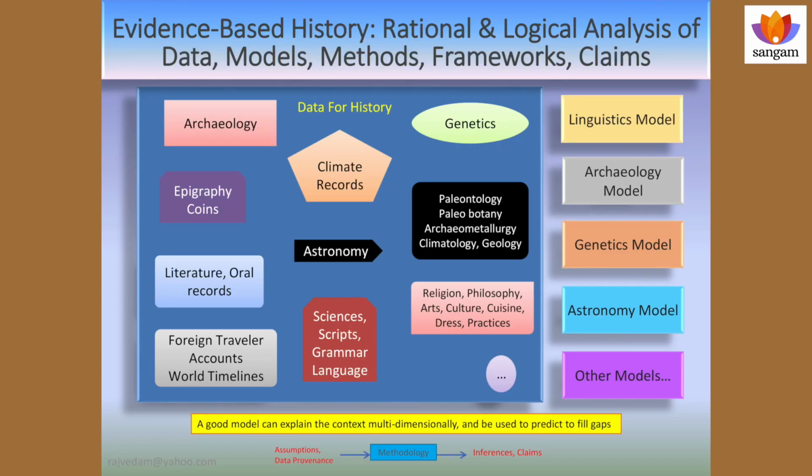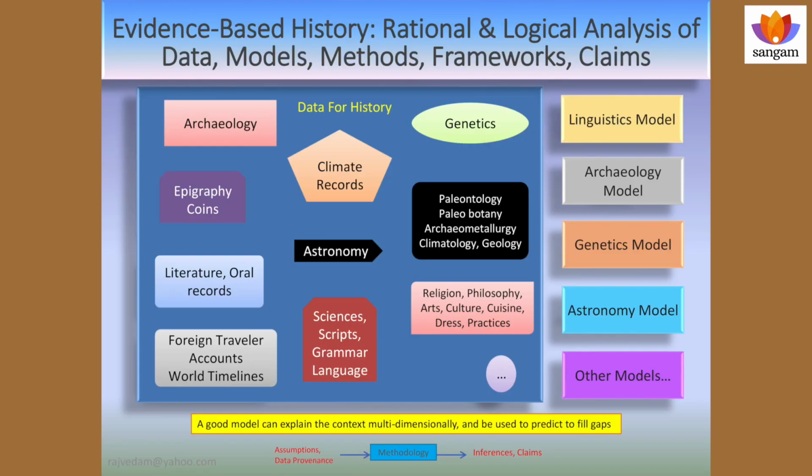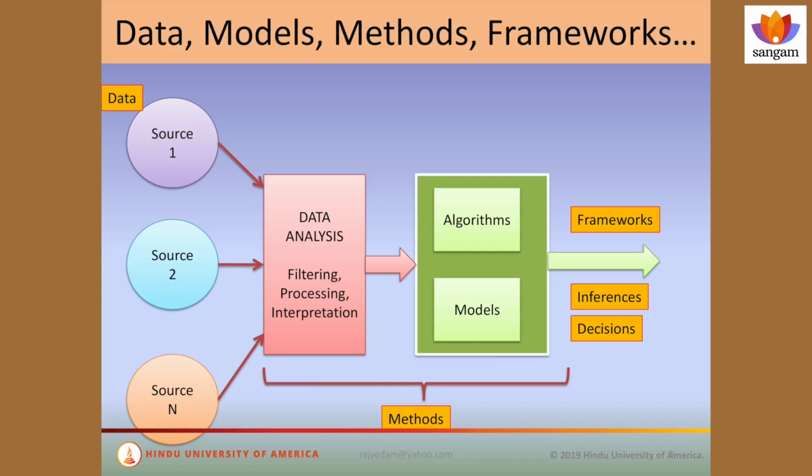Or you can have an astronomy model where a whole lot of data in our texts, the Brahmanas, Aranyakas, Upanishads, Itihasas, they've all got a whole lot of astronomical information, and we can use that. So a good model should explain the context multidimensionally and should be used to predict, to fill the gaps. That is what we would like a model to be. So we should understand that there are different sources of data. Source 1, source 2, so many different sources of data like I showed you in the previous slide.